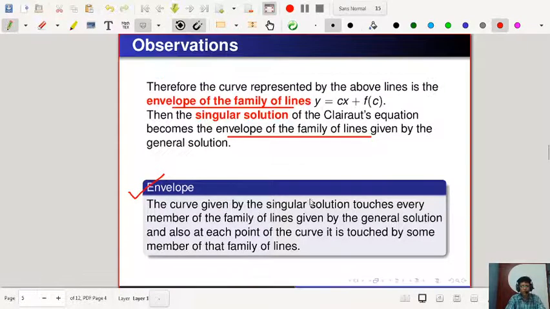Okay, so that was the concept of envelope. It is already known to you. And what is the geometrical interpretation or observation? The singular solution of the Clairaut's equation becomes the envelope of the family of lines, that is the general solution, the complete primitive of the Clairaut's form. That was the observation.